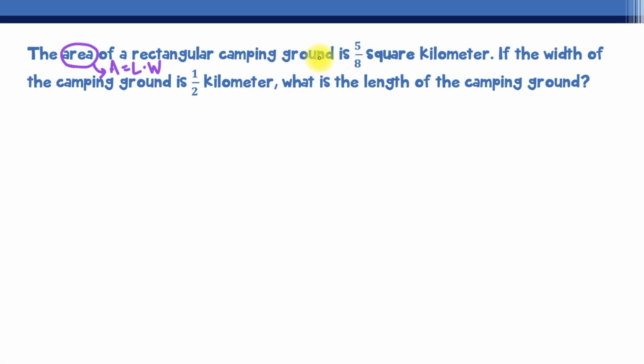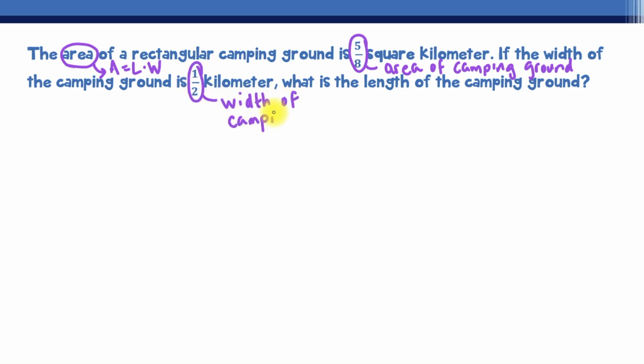I also know that that area is equal to 5/8 of a square kilometer. And finally, we're given the width, which is 1/2 of a kilometer. The last thing I like to note is the question being asked, and I like to underline it. And the question here is, what is the length of the camping ground?